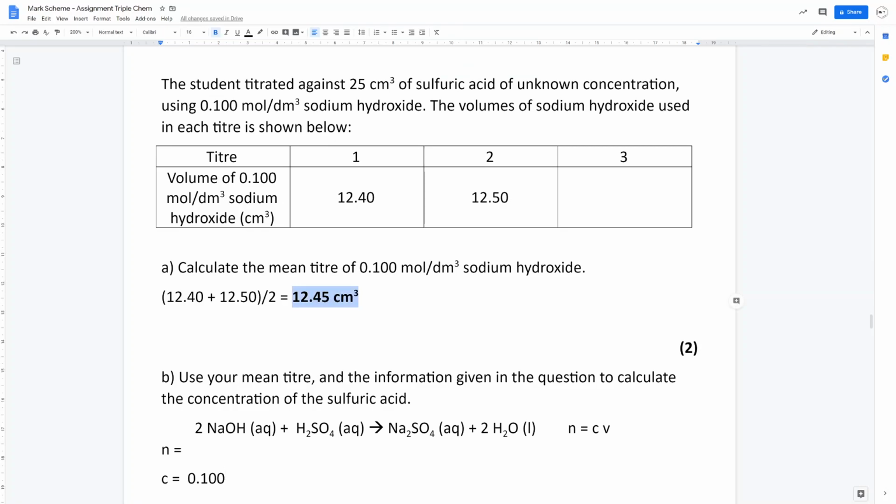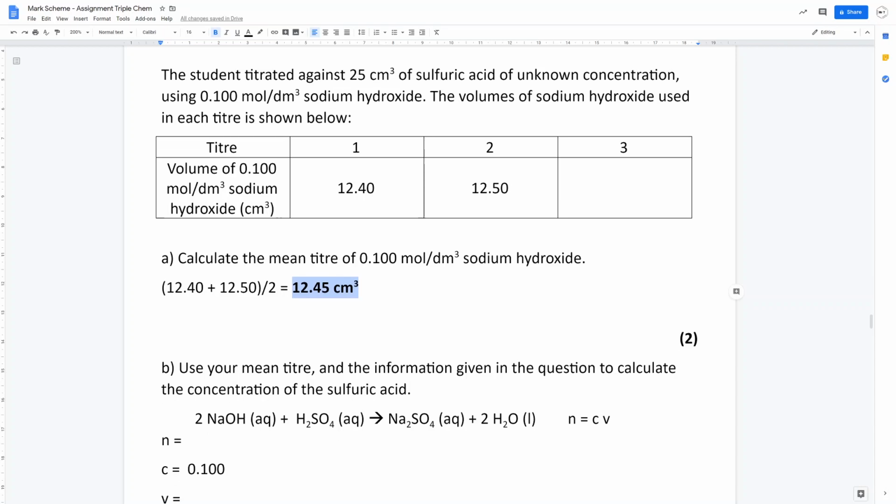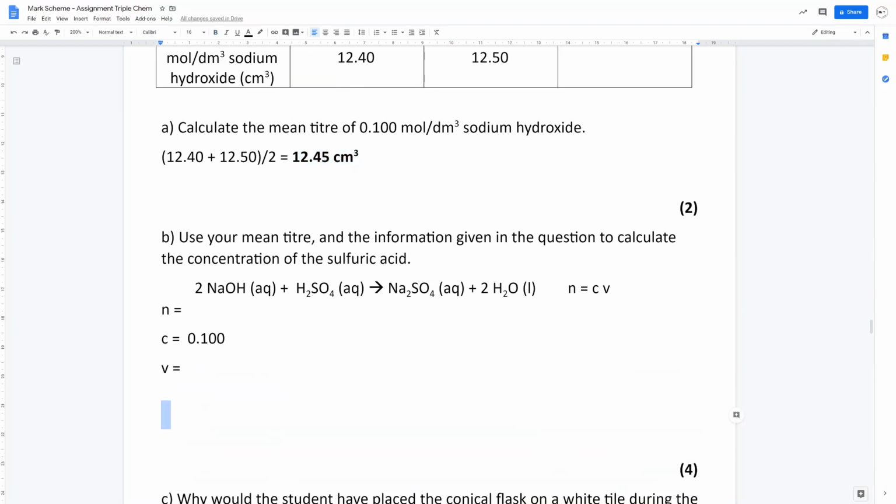Now its volume is that mean titer that we just calculated, with the exception that we've got to divide that by 1,000 on the basis that that's in centimetres cubed. So I'm just going to show a little bit of working down below. We're going to do 12.45 divided by 1,000. That should give you 0.01245 decimetres cubed. I'm just going to double check. Yeah, I think that's right. Remember, centimetres cubed over 1,000 is decimetres cubed. So there is my volume.